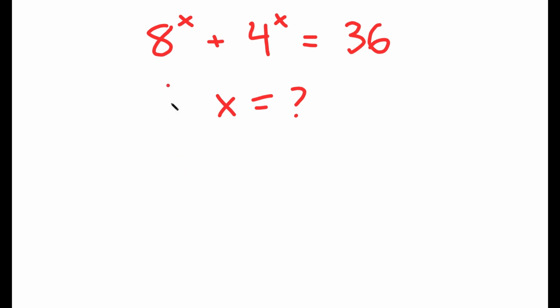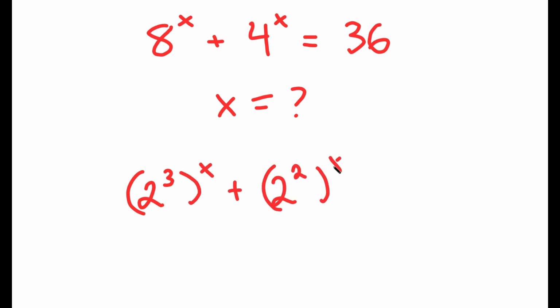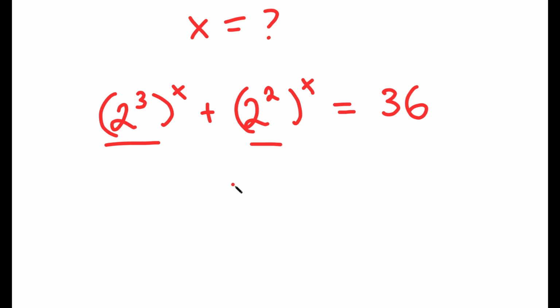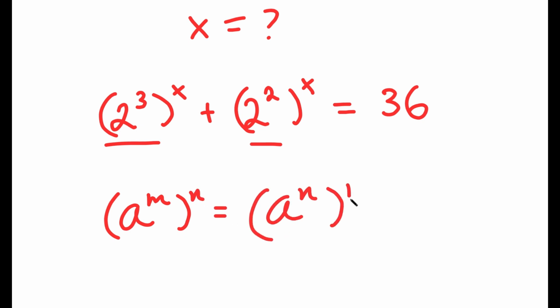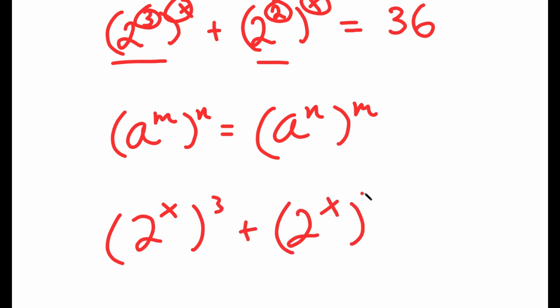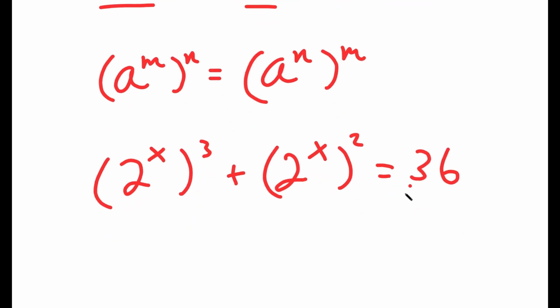But to start off, I'm going to rewrite this as 2 to the power of 3 to the power of x plus 2 squared to the power of x is equal to 36. So we're making our terms with bases of 2. Now, if I have something in the form a to the power of m to the power of n, this is equal to a to the power of n to the power of m, meaning I can switch the places of these two and these two. So now I have 2 to the power of x to the power of 3 plus 2 to the power of x squared is equal to 36.